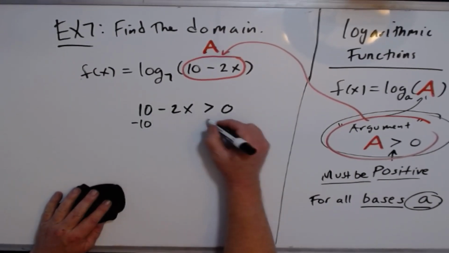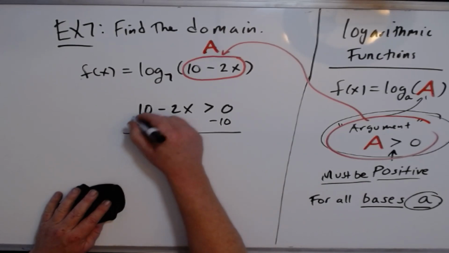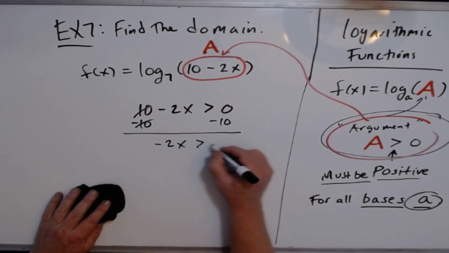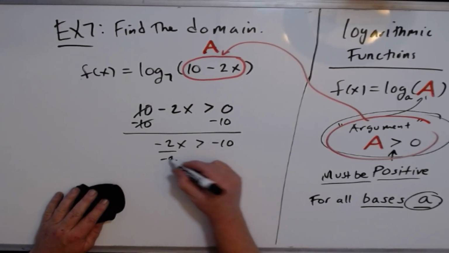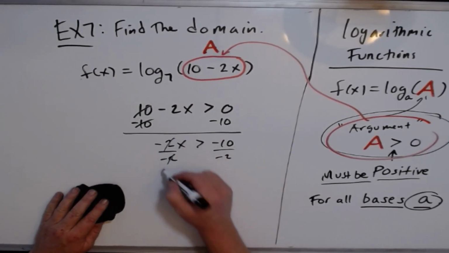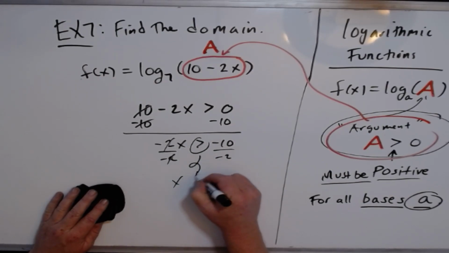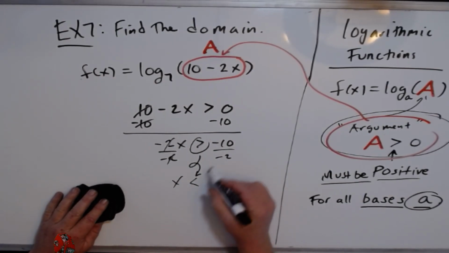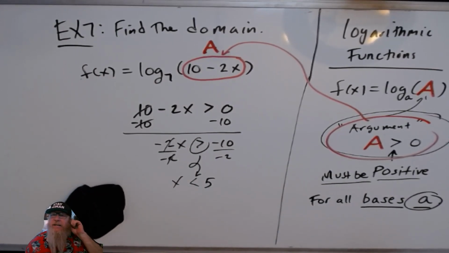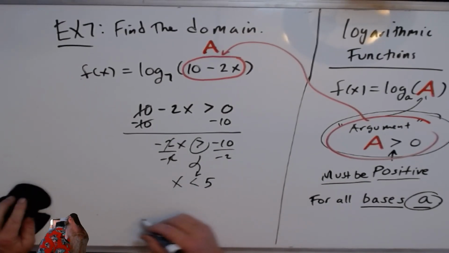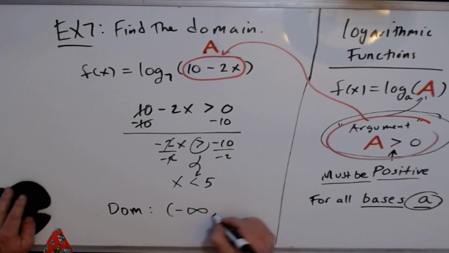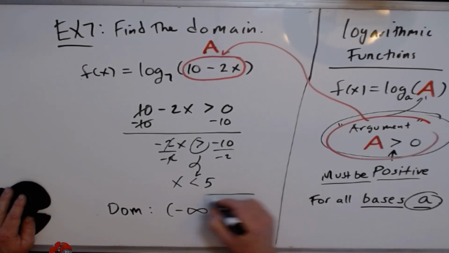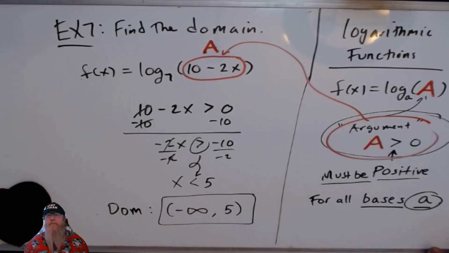Okay, go ahead and solve this. Subtract 10 from both sides, divide by -2. Remember your rules of algebra. You divide by a negative, so it's going to be x is less than 5. So there's your domain: -infinity to 5.